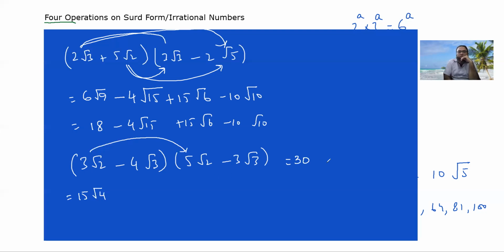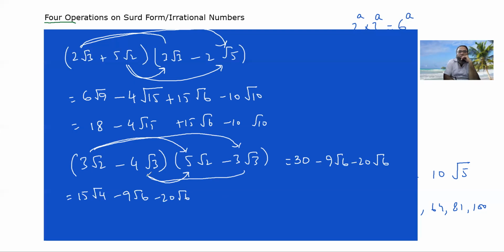Next, this into this: minus 9 under root 6. And this into this: minus 20 under root 6. And then this into this: plus 12 under root 6.